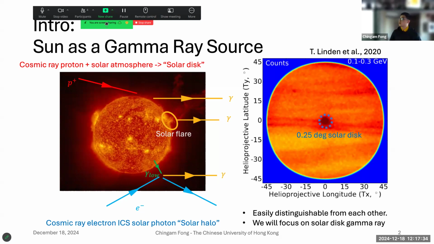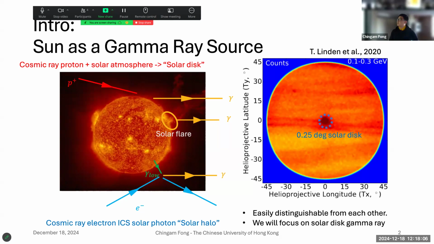The first one is from hadronic particles. These are galactic cosmic rays, with energy going all the way up to TeV and beyond. They hit the surface of the sun's atmosphere and produce a particle shower. A bunch of secondary particles go out, and one of them is gamma ray. The second source is cosmic ray leptons, specifically electrons that undergo inverse Compton scattering with photons around the sun and then produce gamma rays. And third is solar flares. During these high energy events, gamma rays can also come out.